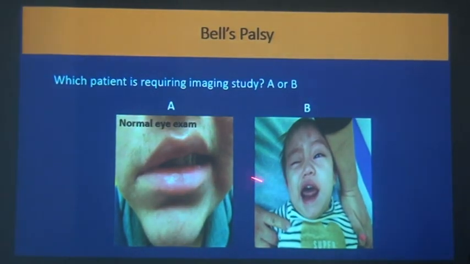Which one is lower motor neuron, and which one is upper motor neuron? So we have B, upper or lower? Lower. A? And on the exam, I didn't get the picture of the eye because I didn't have permission from this patient. This is upper, because the eye is normal, right? Yes, exactly. So this is the classic Bell's palsy. This guy with the MRI had multiple sclerosis.